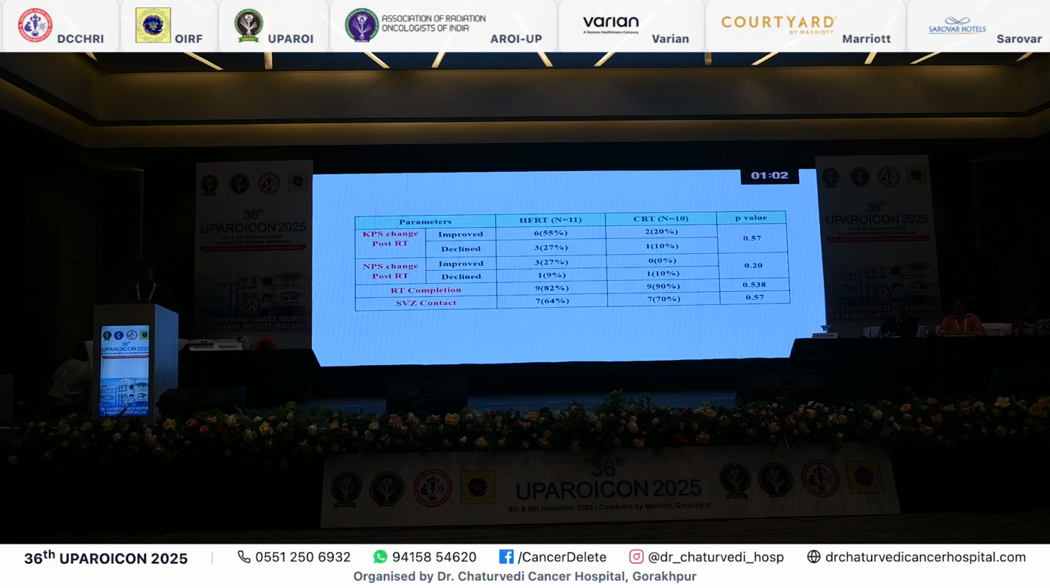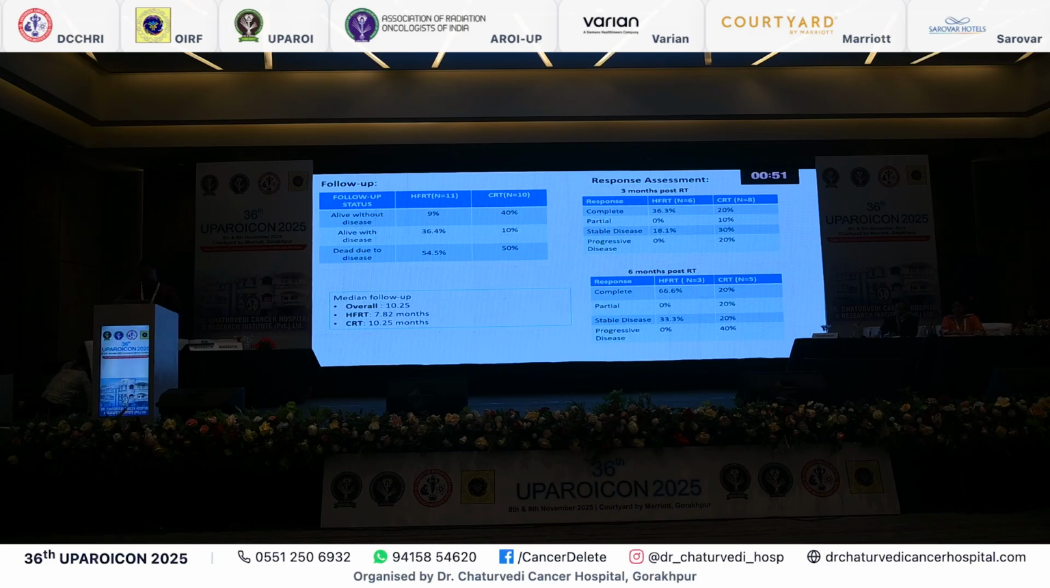Also, subventricular zone, stem cell niche for the cancer stem cells, known factor for dismal outcome. The percentage of cases for SVZ contact cases were balanced between both the arms. We can see that the median follow-up was 10.25 months overall, with 7.82 months in the study versus 10.25 in the control arm. And we can see that on the follow-up status, death due to disease cases were almost equally balanced between both the arms.